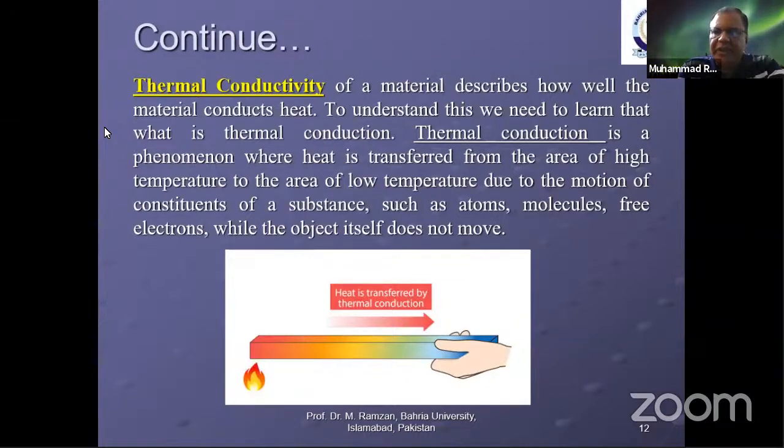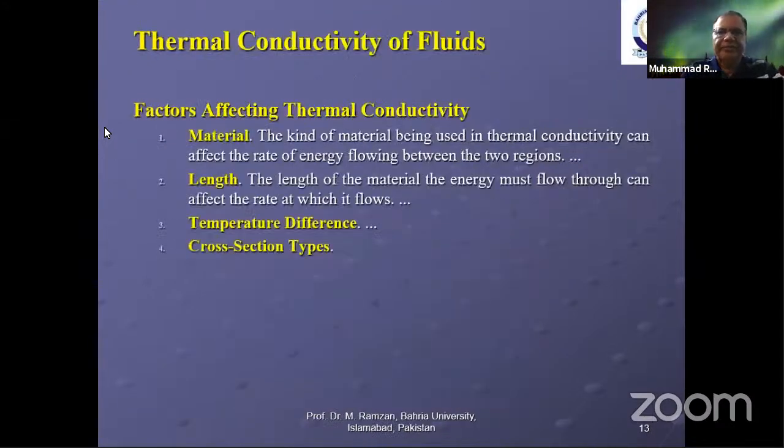A value of the thermal conductivity can be determined by measuring the rate at which heat can pass through a material. Thermal resistivity is the opposite of the thermal conductivity. This means not conducting much heat. Factors affecting the thermal conductivity include the material, the length, the temperature difference, and the cross-section type.